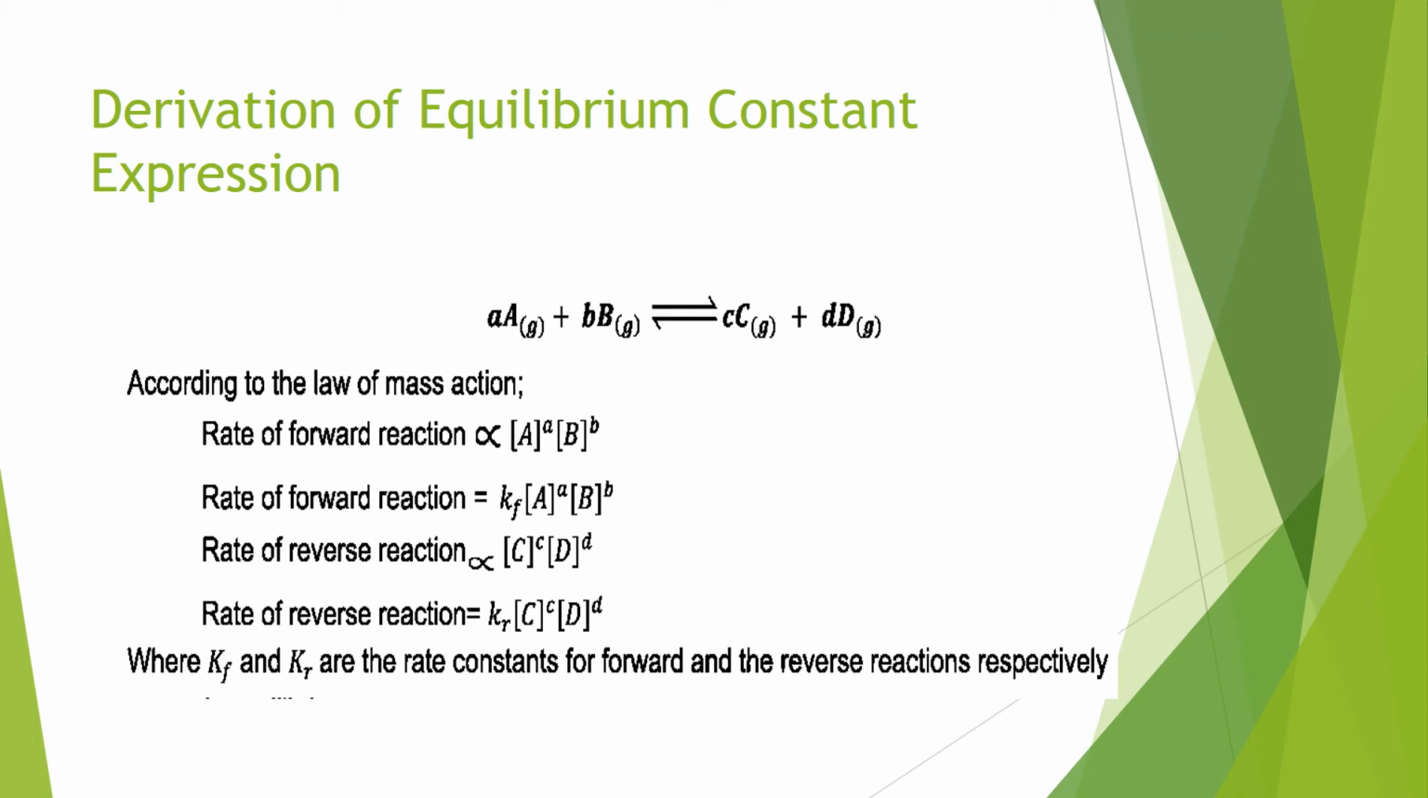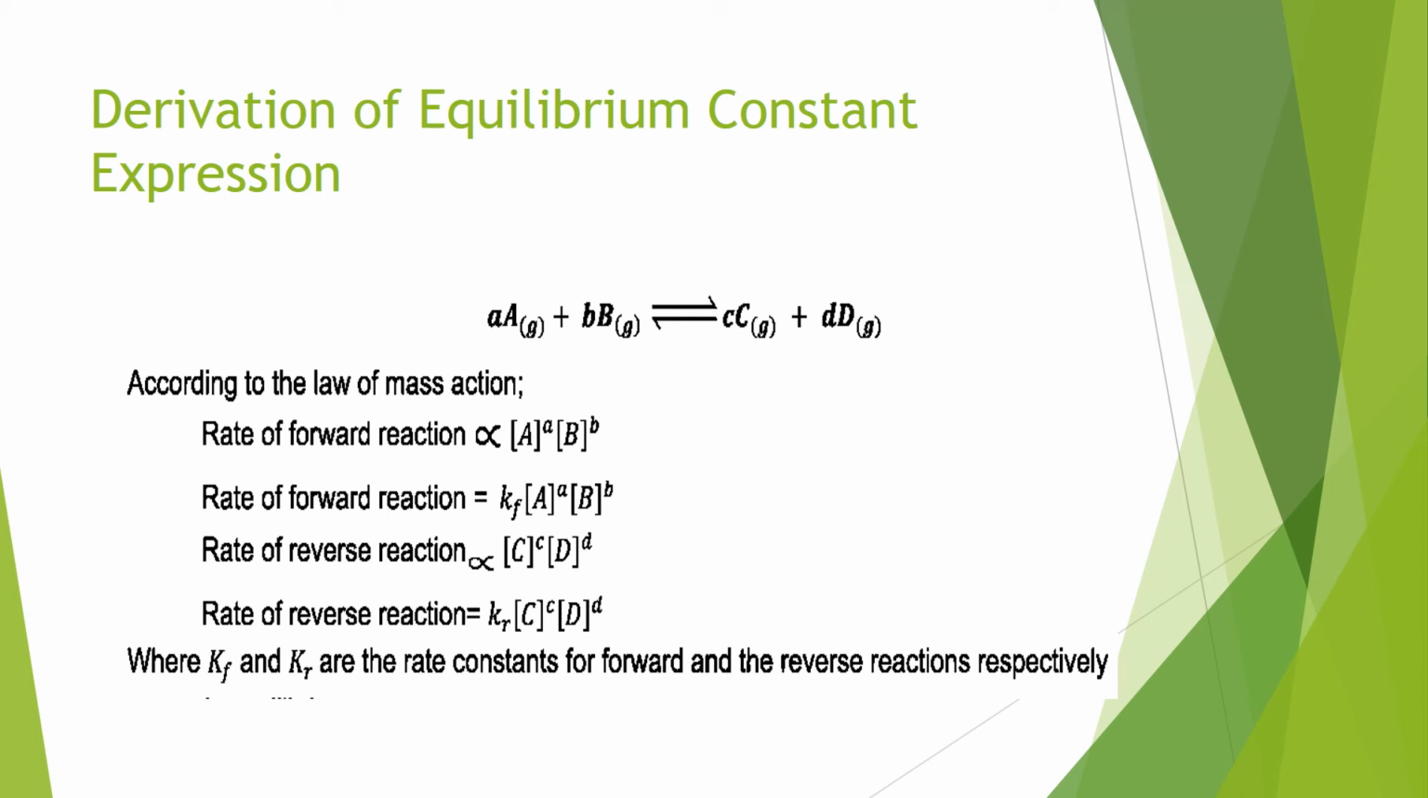Now the rate of the forward reaction is equal to Kf. Why do we put this Kf? This Kf actually shows the elimination of this proportionality sign. We replace the proportionality sign with Kf, so the rate of the forward reaction is equal to Kf times the concentration of A and B raised to the power of their number of moles.